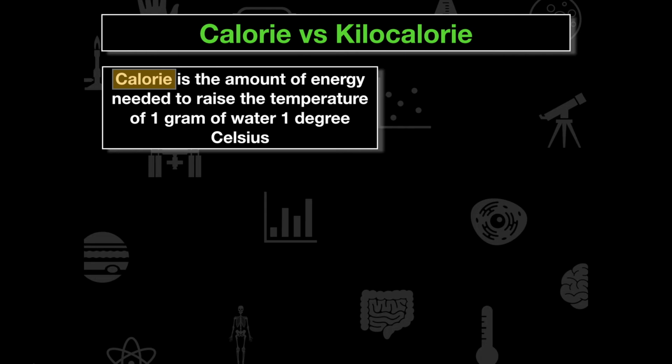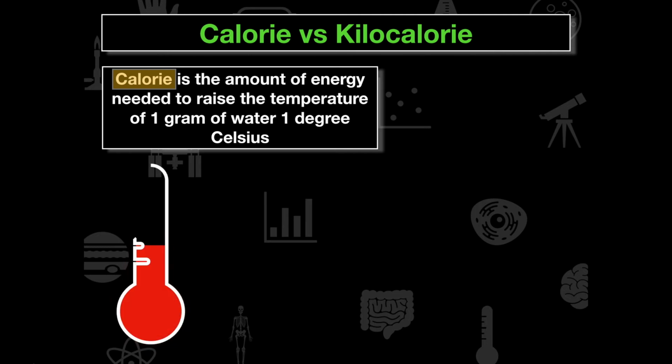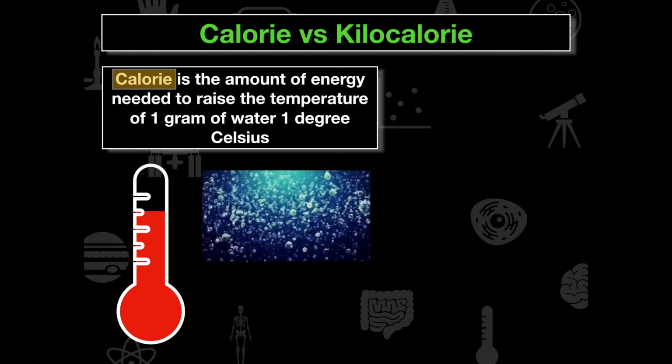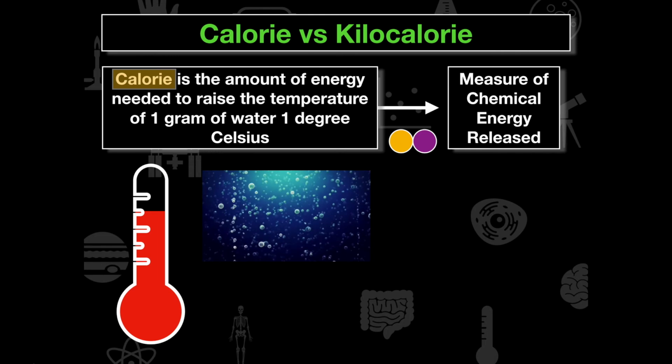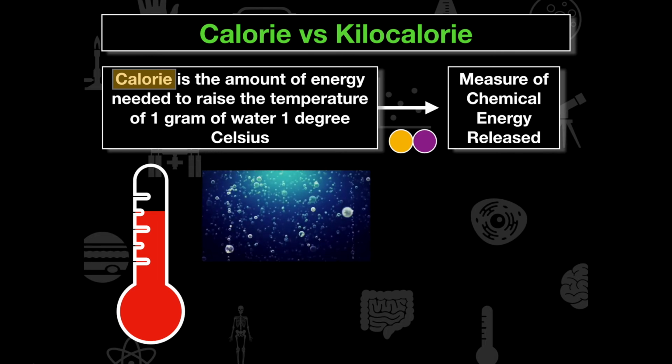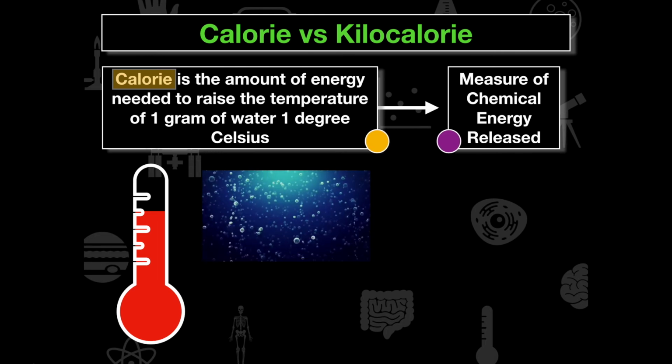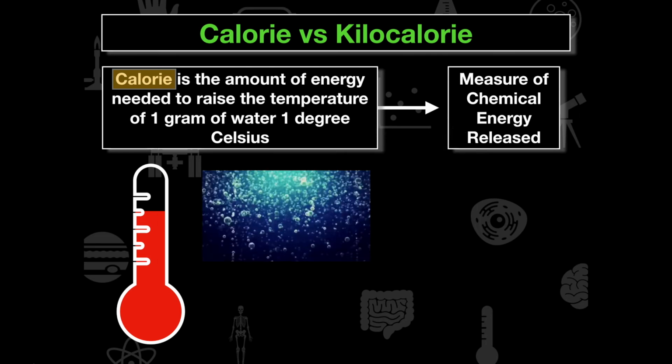I said that 1 gram of sugar and 1 gram of fat had something like 3,000 and 8,000 calories. Remember, a calorie is the amount of energy needed to raise the temperature of 1 gram of water 1 degree Celsius. So really, it's a measure of chemical energy. Remember, chemical energy is stored in the bonds, and we're breaking apart those bonds to release that chemical energy.